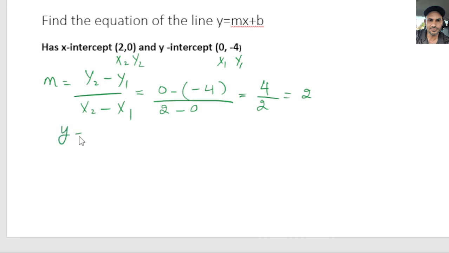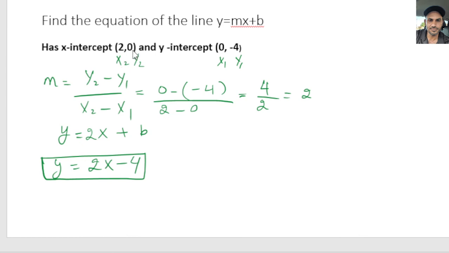Now y equals, we plug in this 2 for m, 2x plus b. Okay, now you can either pick up one of the points, or you already know the y-intercept, which is -4. You can just plug in directly, but you can also plug in one of these points and solve for b, and you will get the -4. I'm going to show you both ways. So here I'm just going to plug in the y-intercept because we already know it's -4. So this would be the equation.